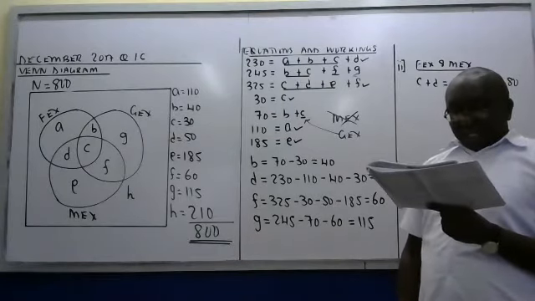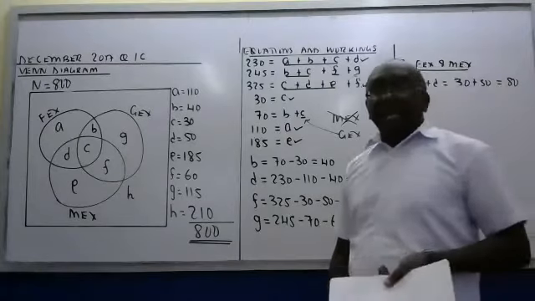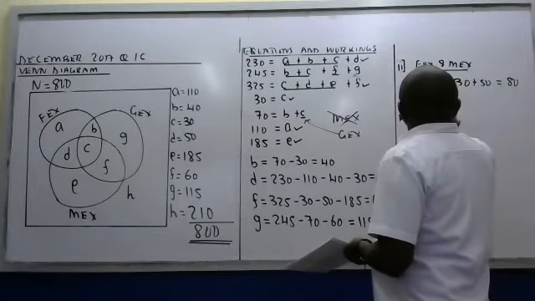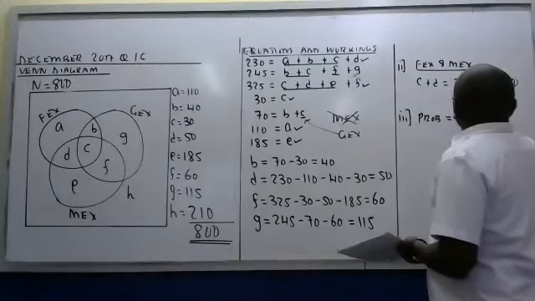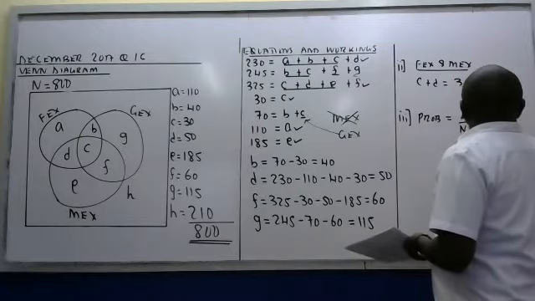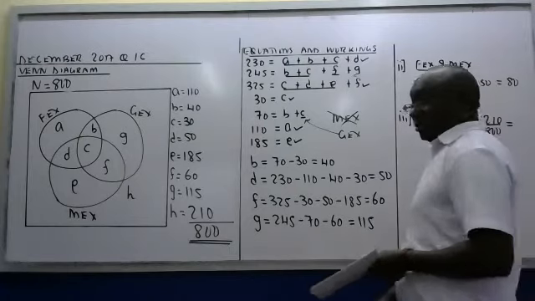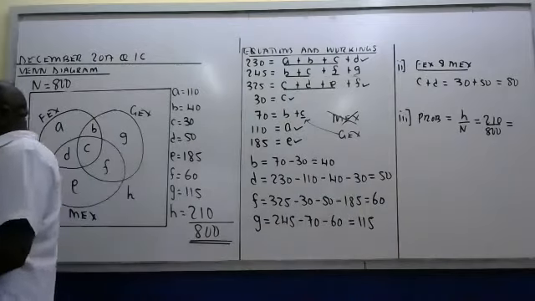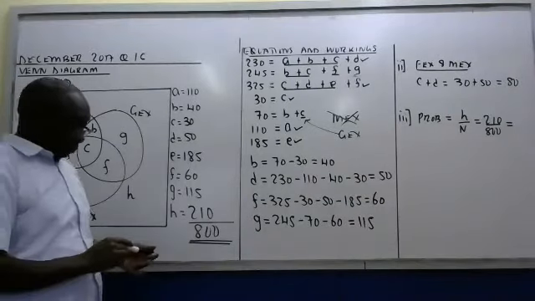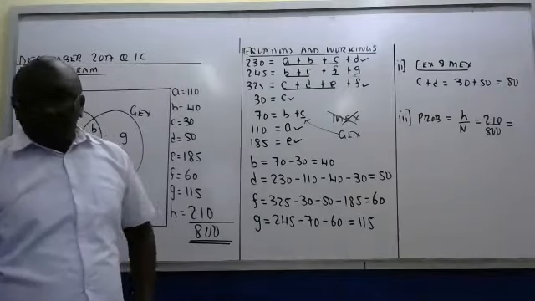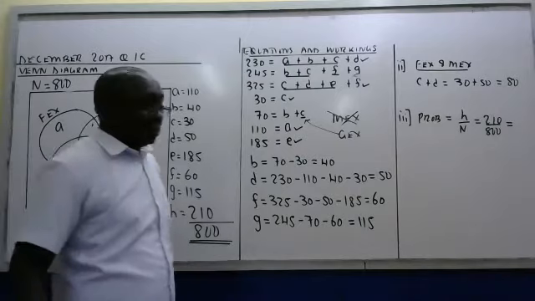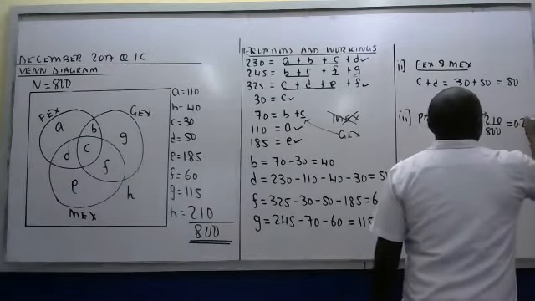And then the probability that the household selected at random does not prefer any. So those who do not prefer any, the probability should be H out of N. And H is 210. You divide by 800. That is 0.2625.